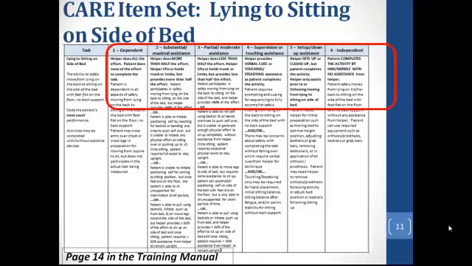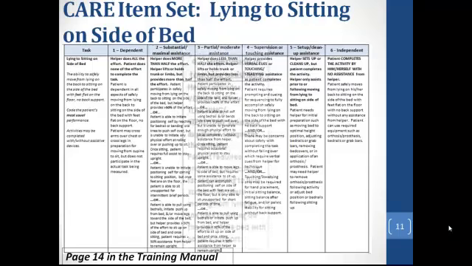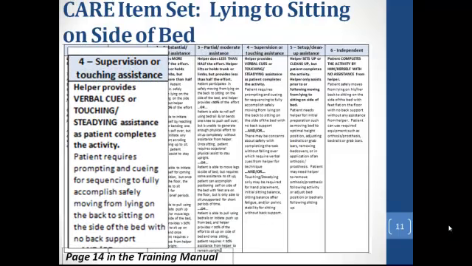So what would a rating of 4 potentially look like for lying to sitting on the side of the bed? If a patient requires prompting and cueing for sequencing to fully accomplish safely moving from lying on the back to sitting on the side of the bed with no back support, then 4 would be the best choice.